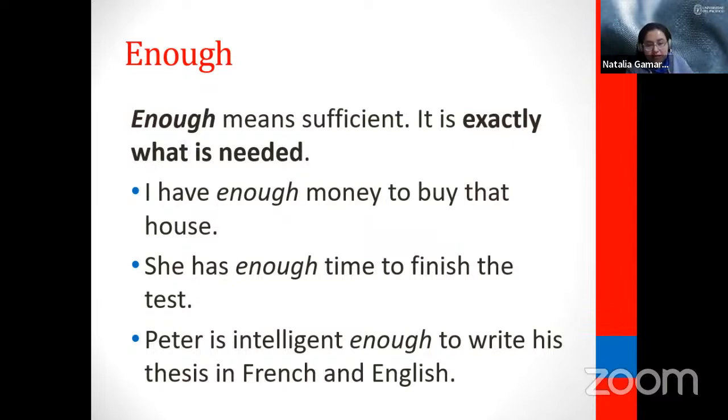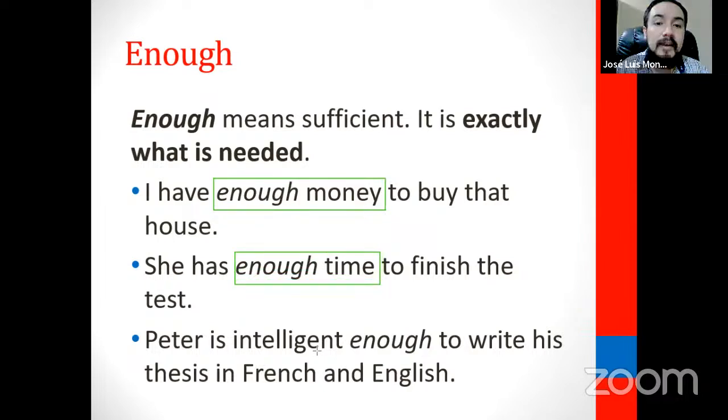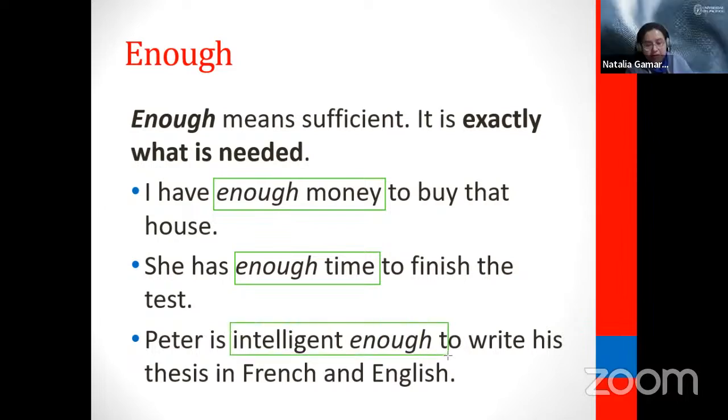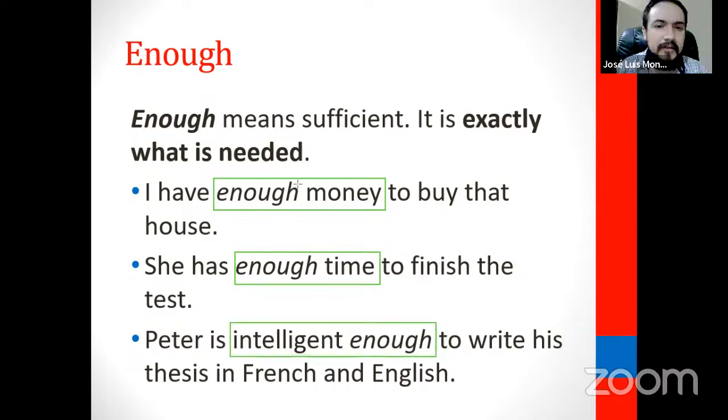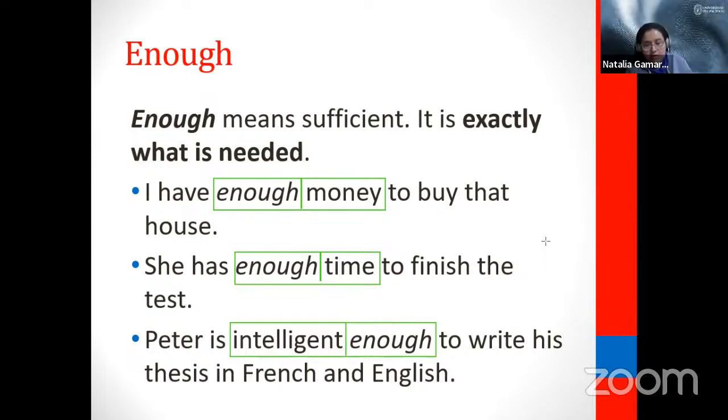The change is in the third sentence, because we know "enough" is after the adjective, right? Before the noun and after the adjective. Exactly. Here, "enough" is before the nouns, money and time, but it is after the adjective intelligent. That's what you have to remember. Before nouns, after adjectives. If you memorize that, then everything is going to be simple.